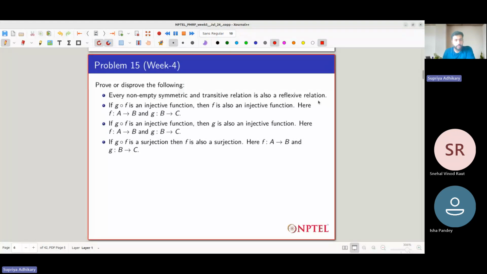Okay, so first of all, we have this statement that every non-empty symmetric and transitive relation is also a reflexive relation. So we have to prove or disprove it. If we want to disprove this statement, then basically we have to give an example for this. So let's consider that example. Consider the set X equal to {A, B}, and on this set we consider our relation like this, which is AA, AB, BA.